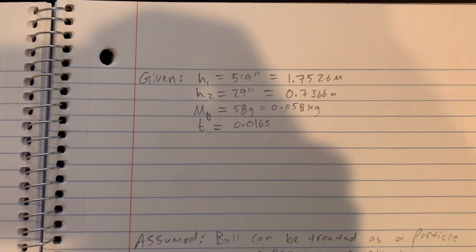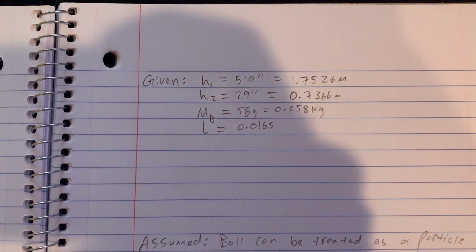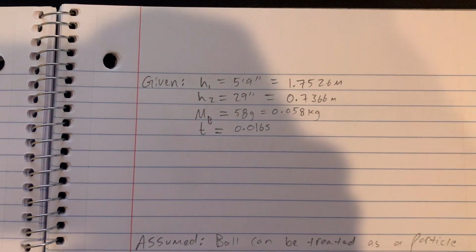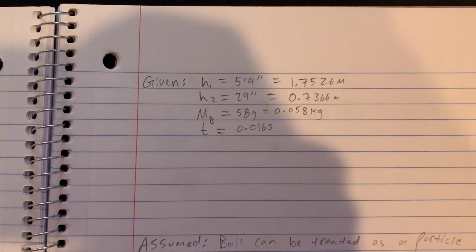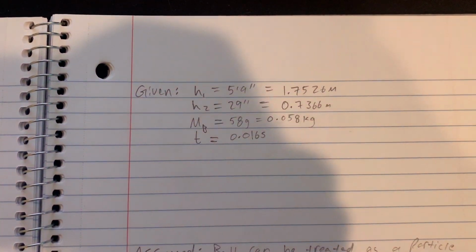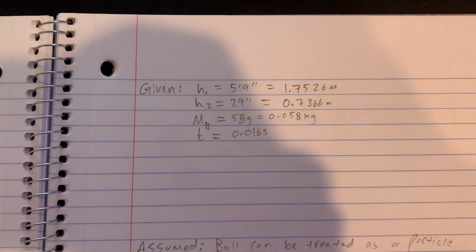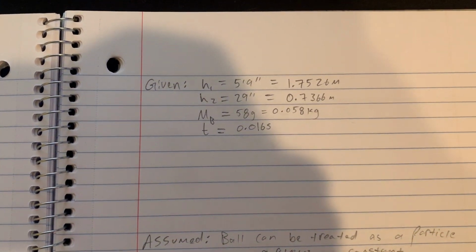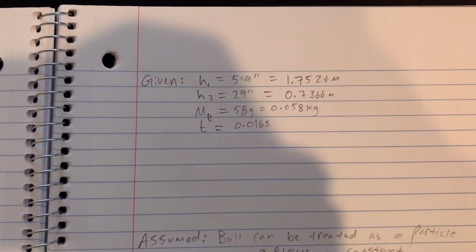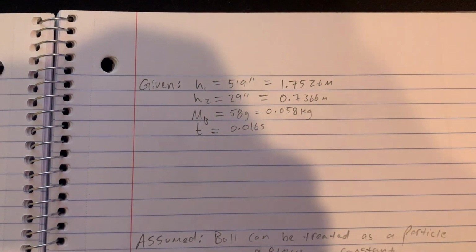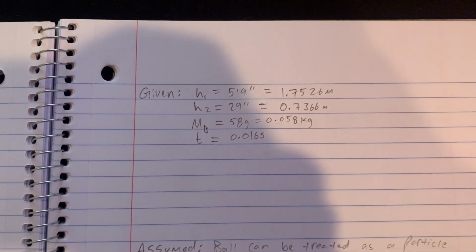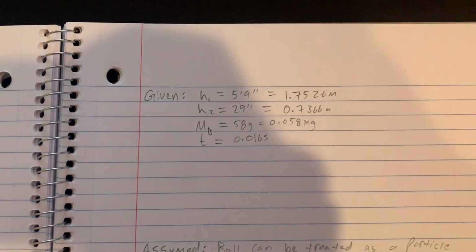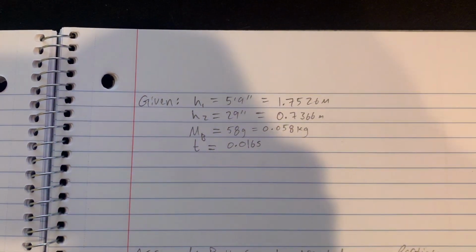It is known that the mass of a tennis ball is about 58 grams, so 0.058 kilograms. And then the time of the collision I have estimated to be about 0.016 seconds, using the fact that my phone records at 60 frames per second, so it took about a frame to collide, so that's going to be about 0.016 seconds.